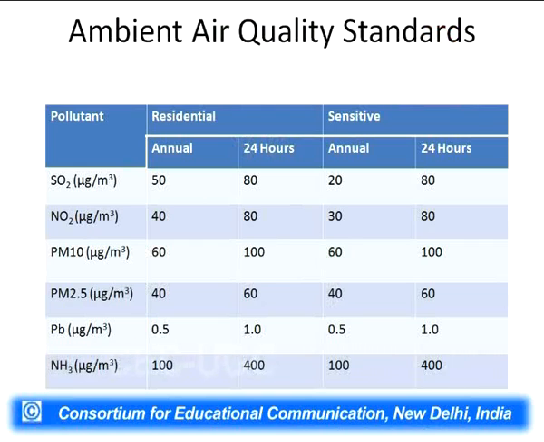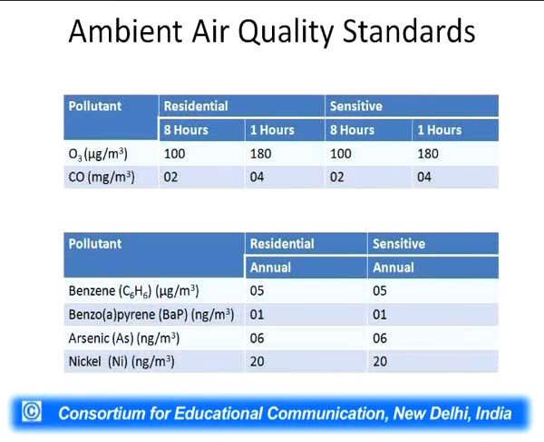As far as lead is concerned, it also has a prescribed limit. Its annual average shouldn't be more than 0.5 microgram per meter cube in residential as well as sensitive area. As far as the 24 hours average is concerned, it shouldn't be more than 1 microgram per meter cube in residential or sensitive area. NH3 also has a limit. Its annual average should be 100 microgram per meter cube in residential as well as in sensitive area, while it can be up to 400 microgram per meter cube as far as the daily average is concerned in residential and sensitive area.